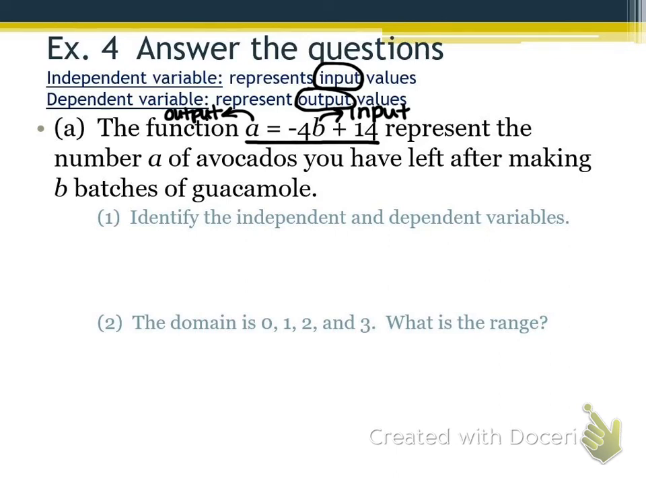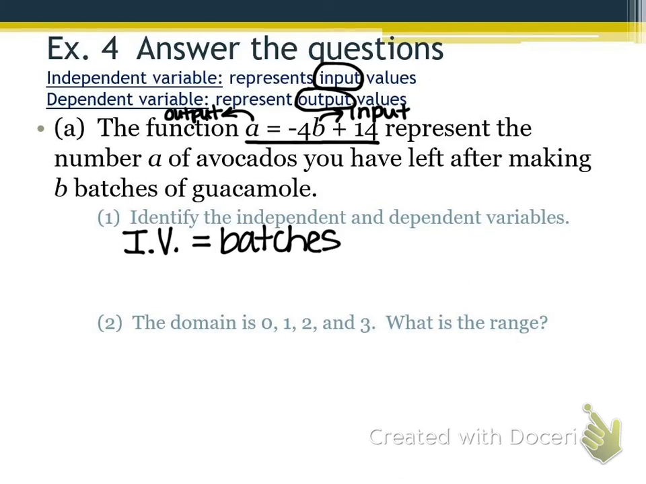If my independent variable represents my input value, go back to your function: a equals negative 4 times b plus 14. We already decided that b is where we're going to input stuff, right? So what's my independent variable? B. What does b stand for? Batches of guac. So we're just going to put IV, and our IV equals our batches.